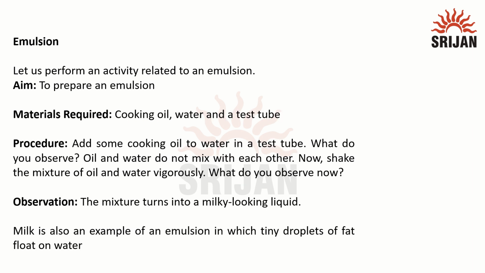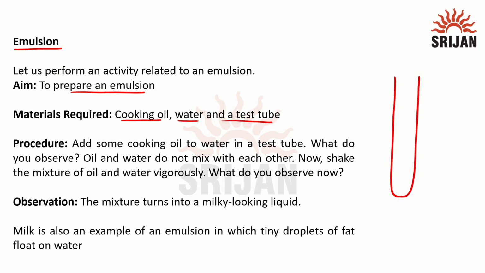Now, for understanding emulsion, we can perform another activity. So, the aim is to prepare an emulsion. Materials required are very simple. We need cooking oil, water and a test tube. Now, I take a test tube, or we can take any tumbler that we have, and put water in it. So, add some cooking oil to the water. Now, we already have water in the test tube or the tumbler and upon that we will add oil.